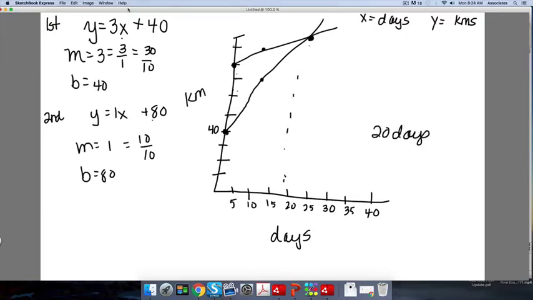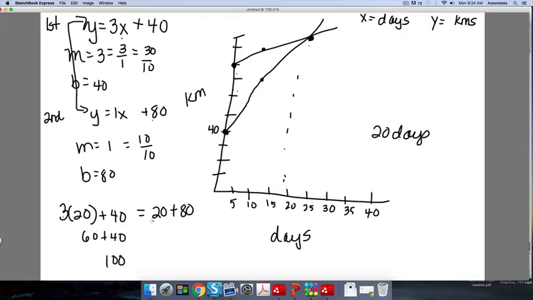Now, if we plug in 20 days, I want to find out if these two things are equal to each other. So let's put the 20 in the first equation, put the 20 in the second equation, and see if they come out. 3 times 20 is 60, plus 40 is 100. 20 plus 80 is 100, so that's where they cross. It didn't ask me to find out how many kilometers they paved, just how many days. So pause the video if you need to, and I'll meet you back here in a minute.